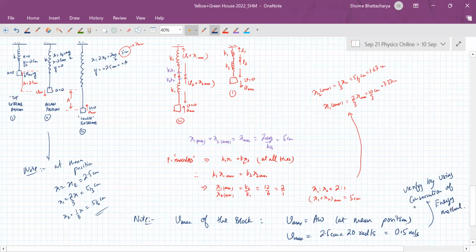And you can verify this by work energy method later. This is what we are getting by SHM. And also we'll talk about the maximum acceleration. Just note down this much first.